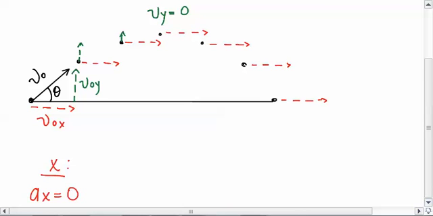Is it still moving in the x direction at the highest point? It sure is. Otherwise it would fall straight down. But it's going to continue to go over here. So it's always moving in the x direction at the same speed. Our velocity in the y direction is decreasing, and then it gets to 0, but the acceleration due to gravity is still acting on it, causing it to accelerate.